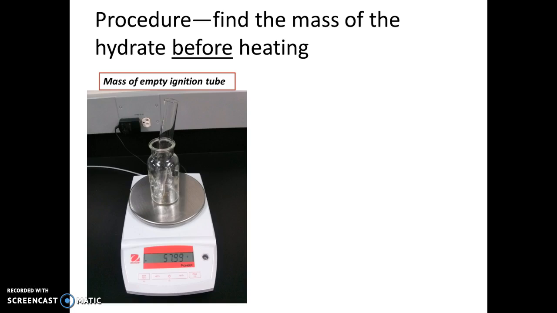What I did is I put the glass jar on the balance and I pressed tare so that it read 0. Then I put the ignition tube into the jar to find the mass of the empty ignition tube alone. And I found that mass is 57.99 grams, and that's something that you'll want to record in your lab notebook.